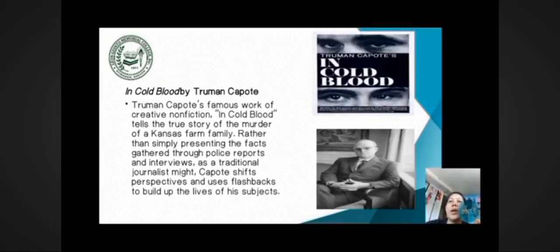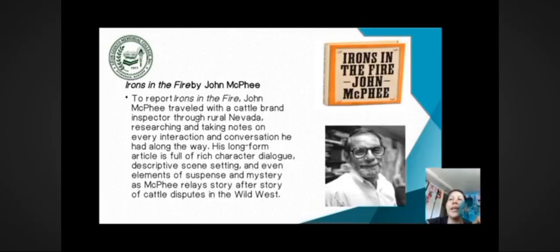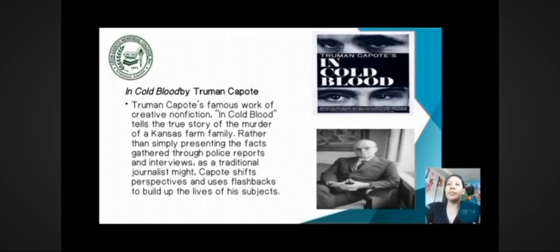The next one is Irons in the Fire by John McPhee. To report Irons in the Fire, John McPhee traveled with the cattle brand inspector. So he incorporated travel writing, but it is also his interaction and conversation with people in rural Nevada. So there's some memoir and personal essay, and also travel writing. It's factual, but he incorporates some other forms to make it more engaging to the readers.